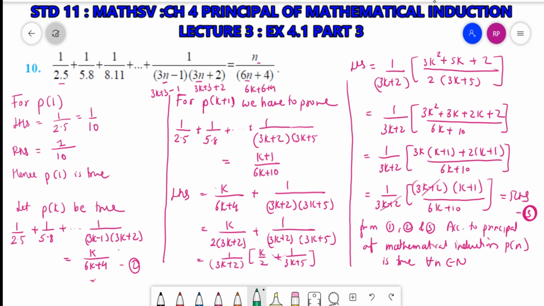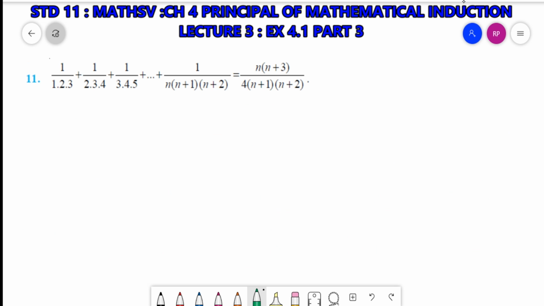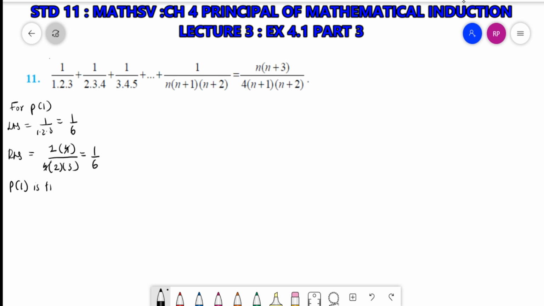Now let's move to the next, that is question number 11. Question 11: 1 upon 1 into 2 into 3 plus 1 upon 2 into 3 into 4 plus 1 upon 3 into 4 into 5 up to 1 upon n into n plus 1 into n plus 2, that is equal to n plus 3 upon 4 into n plus 1 into n plus 2. Okay, so first we will see for P of 1. What is LHS? 1 upon 1 into 2 into 3, that is 1 by 6. RHS is equal to n plus 3, that means 1 plus 3, 4 upon 4. n plus 1, 1 plus 1, 2. n plus 2 means 1 plus 2, 3. This is also equal to 1 upon 6. So P of 1 is true.